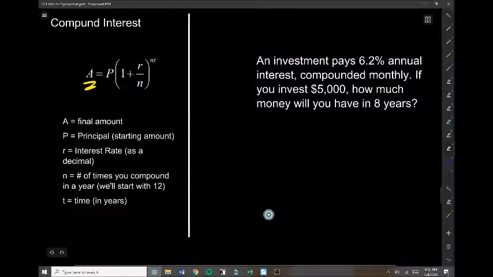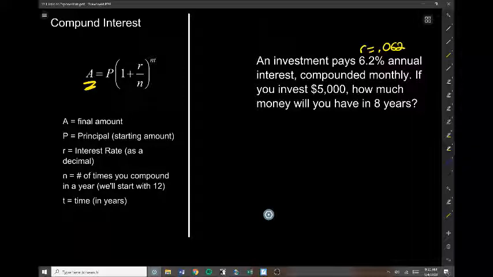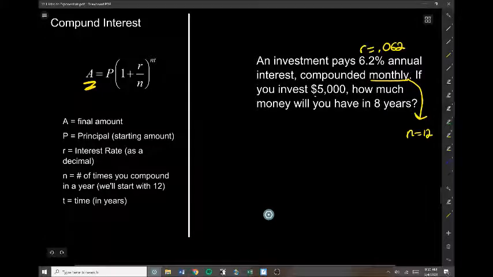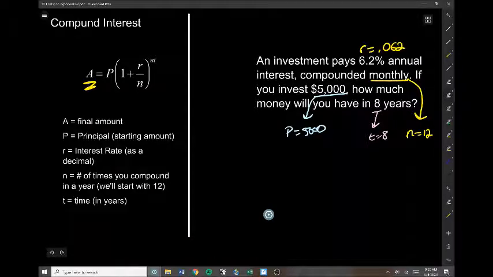So if we invest $5,000, how much do we have in 8 years? Well, this 6.2% is our R, our rate. Move the decimal 2 to the left, 0.062. Since the interest is being compounded monthly, our N value is 12. Our starting principal P is 5,000, and our time T is 8. I'm going to plug all of those numbers into this formula.